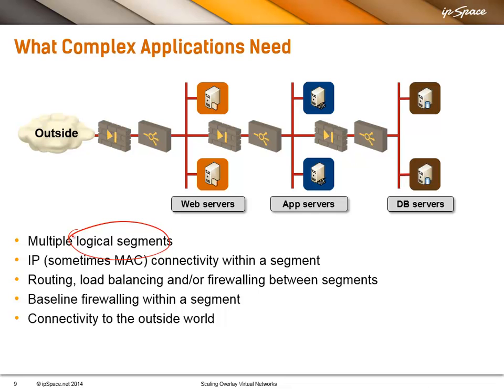If you're talking about layer 2 and layer 3 implementation, then obviously you need bridging within a subnet and routing across subnets. Or you may go down the path of Microsoft Azure or Hyper-V and provide just the layer 3 connectivity implemented with host routing. Then you need, as I mentioned, load balancing or firewalling, some baseline isolation within a segment that's usually done with security groups, and you need some connectivity to the outside world.